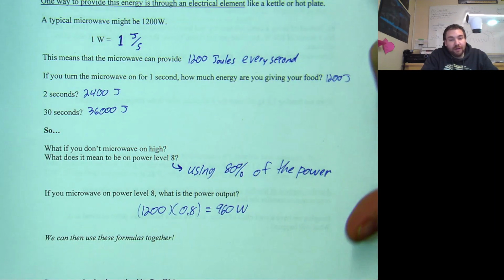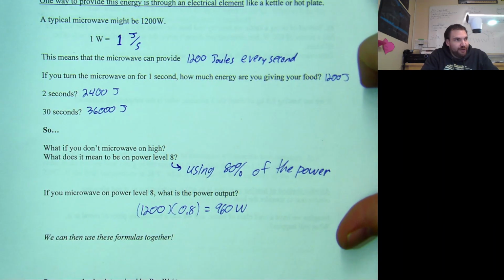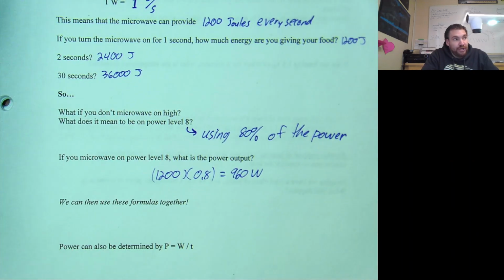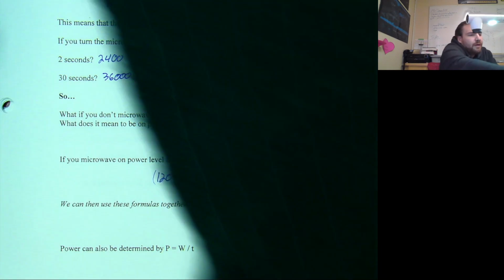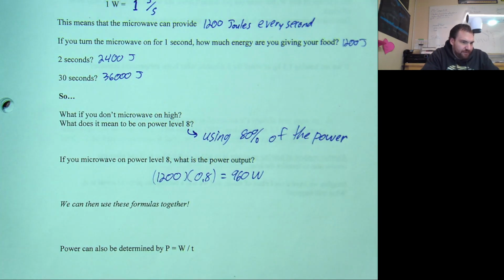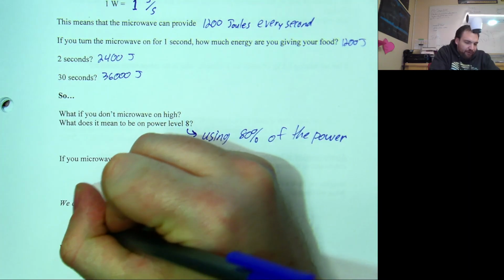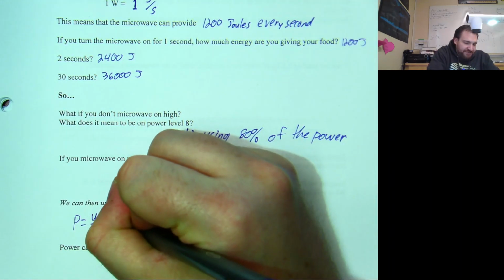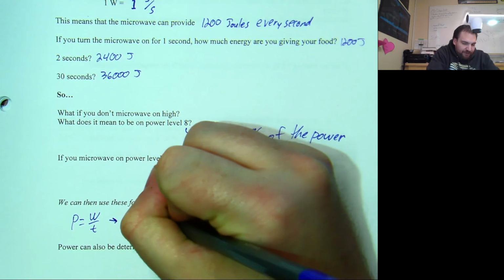So what we're going to do here is rejig some formulas. Let's see what formulas we were given here. We had this formula: power equals work over time, P = W/T, which we can rejig to give us work equals power times time, W = P × t.